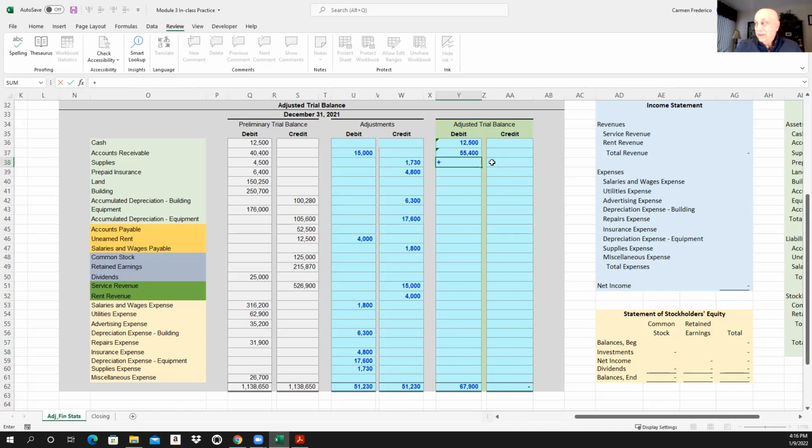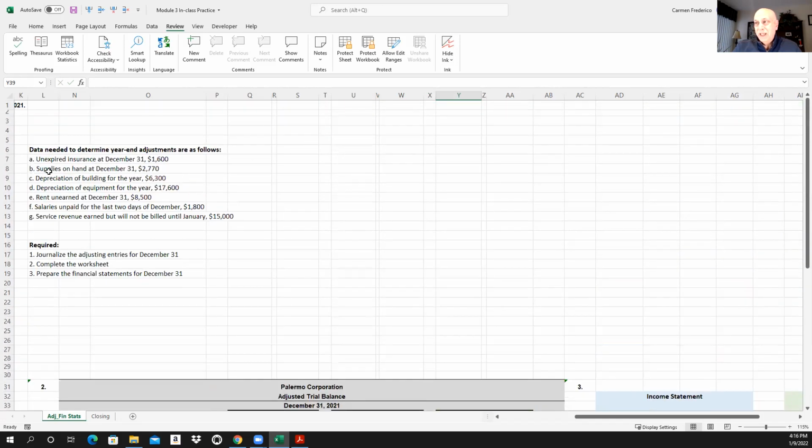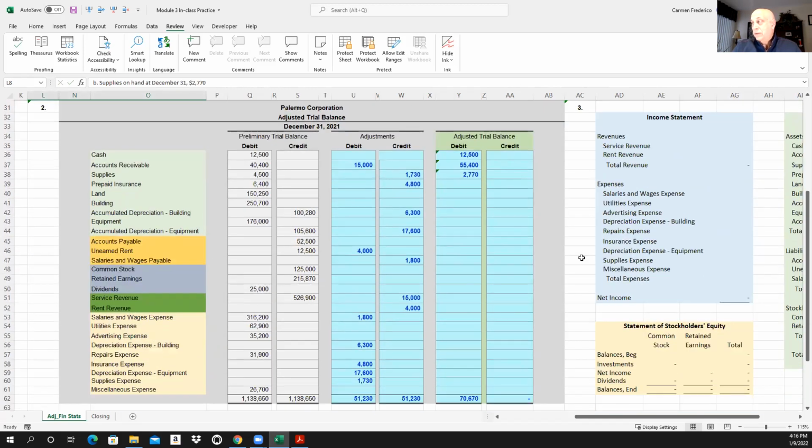Now, supplies, we had 4,500 from our preliminary trial balance, but we credited 1,730. That is subtracted from the 4,500, and look what our balance is, 2,770. That look familiar? It better look familiar because that was the supplies on hand at the end of the period, 2,770.